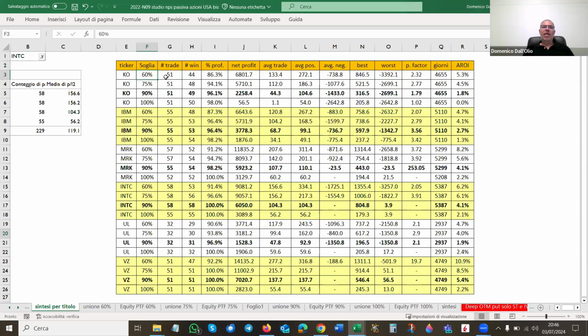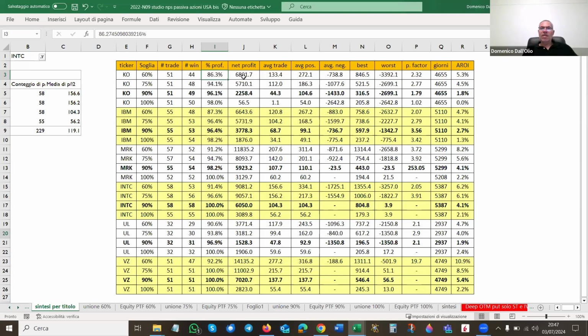Look at the first line. The number of wins, 44. So the percent profitable was 86.3%. Look at the difference between theory and practice. In theory, the probability to win should have been 60%, more or less. In practice, it was 86%. So the readings in the platform are precautionary with respect to the real rate of success.